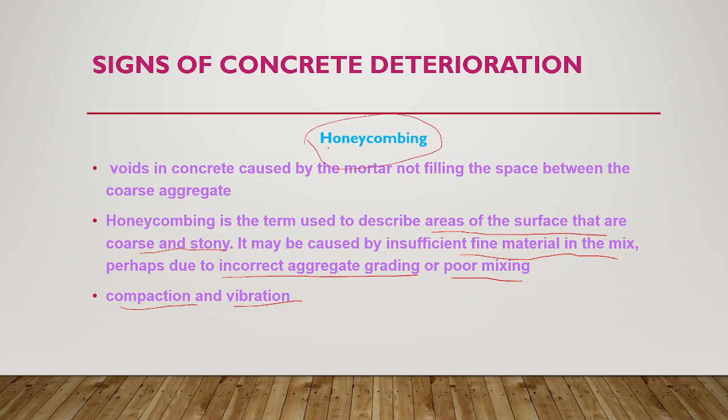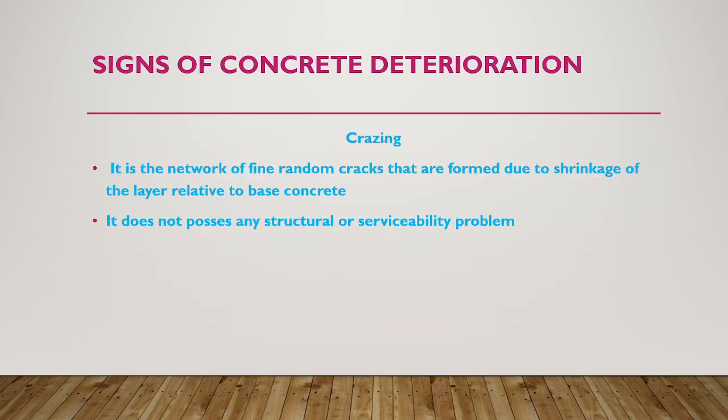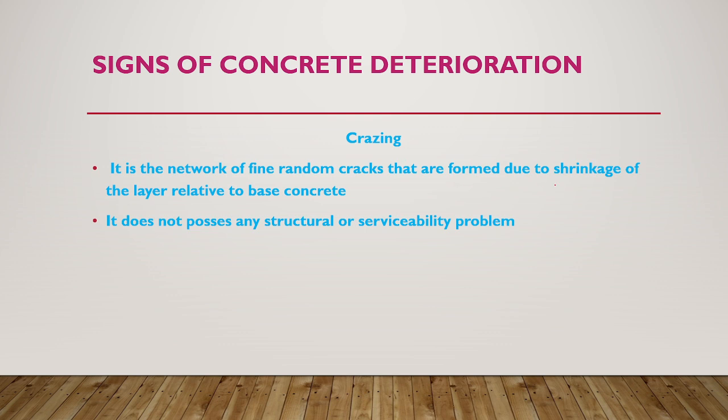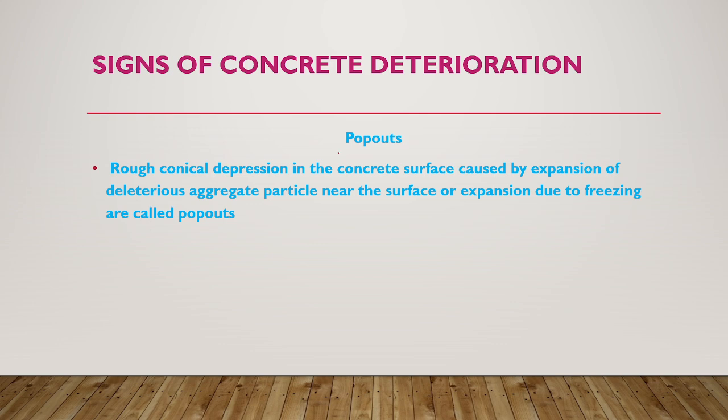How can you identify honeycombing? You can see only coarser material, not any finer material. Okay. Next one is crazing. Here you can see small cracks on the surface are called crazing. So what is the reason behind it? The reason behind it is shrinkage. Shrinkage means loss of water. From the surface layer, loss of water is very fast, and because of that there are cracks on the surface.